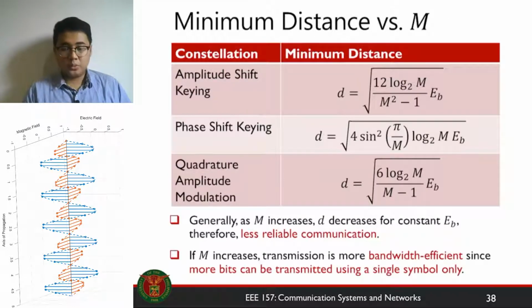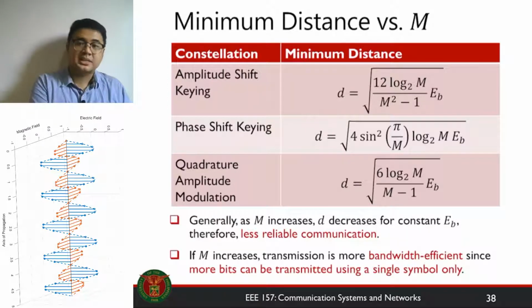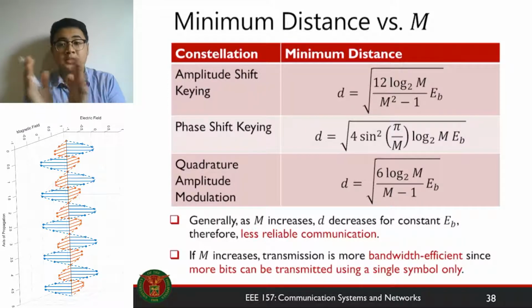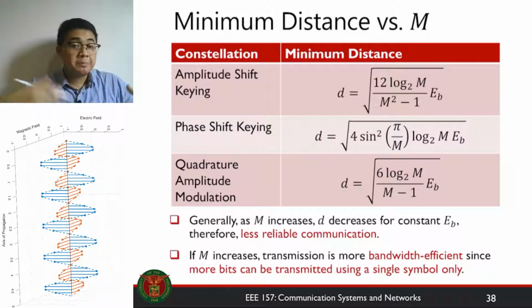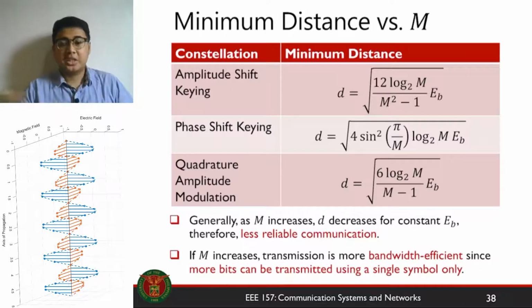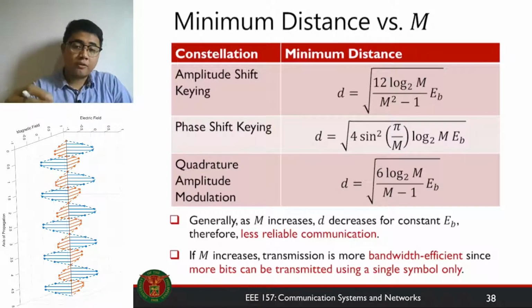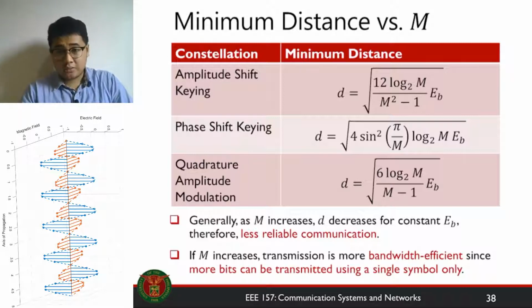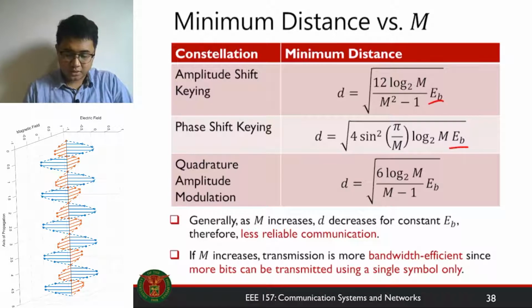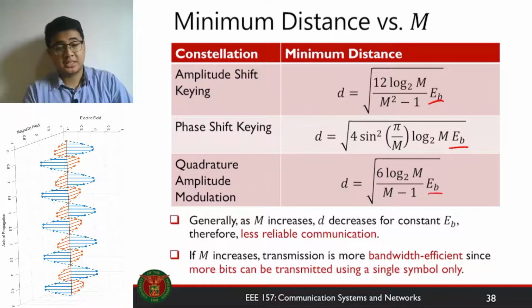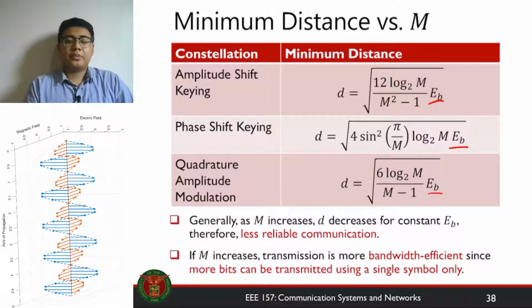Okay. So we can now express the minimum distance as a function of the number of symbols in your constellation. Okay? And it's also a function of the energy per bit of your constellation. Okay? Generally, as we increase the number of symbols in the constellation for a constant energy per bit for all the different techniques, see if this is constant, constant, constant, you can see that the reliability, which is the minimum distance, decreases. Okay?